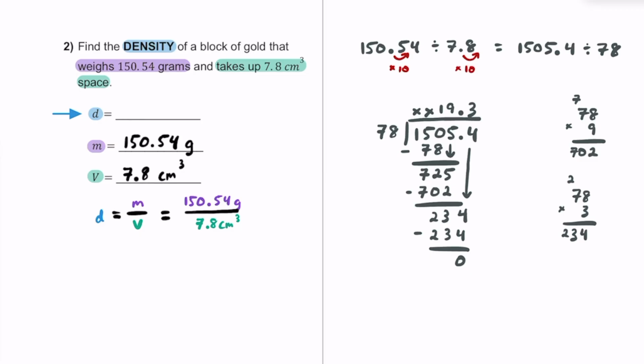So what is our quotient? Our quotient is 19 3/10. So we can say our density here is going to be 19 3/10. What kind of units do we have? Well, density, we divided grams by cubic centimeter, so don't overthink it. Let's just put grams per cubic centimeters. And so this right here would be the density of this block of gold.